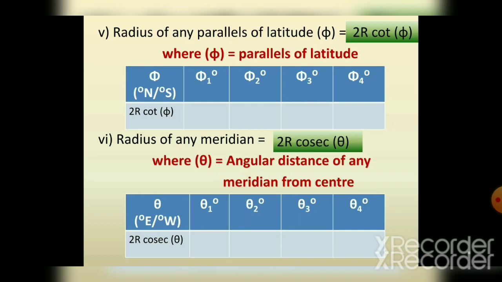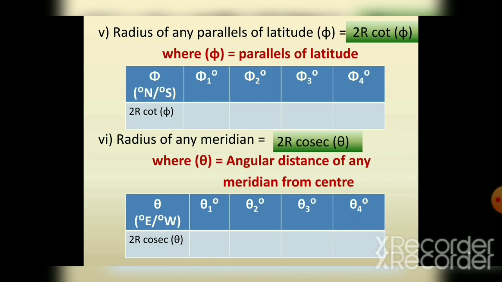Next comes the radius of the meridian, which will be expressed as 2R cosec theta, where theta means the angular distance of any meridian from the center. There also a table should be constructed. You know that cosec is nothing but 1 divided by sine.